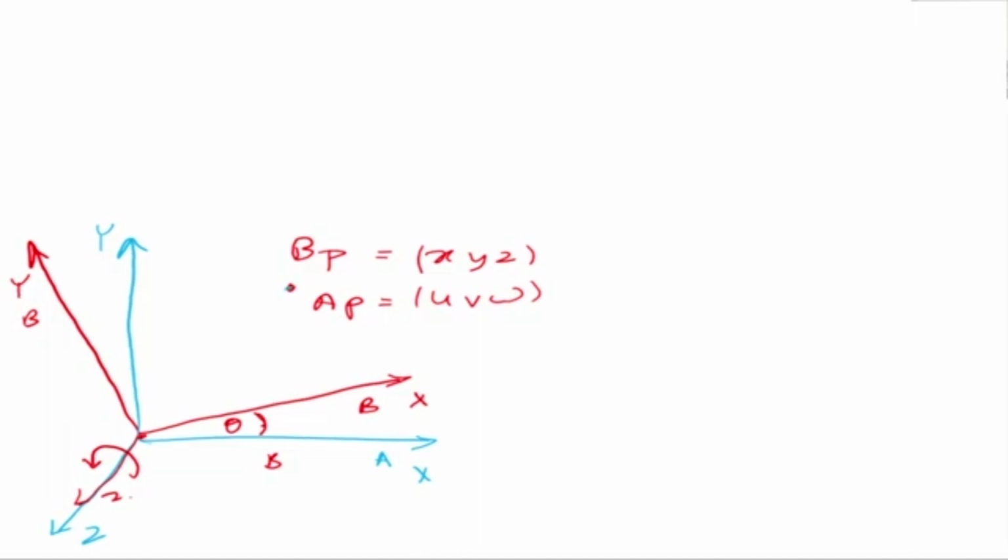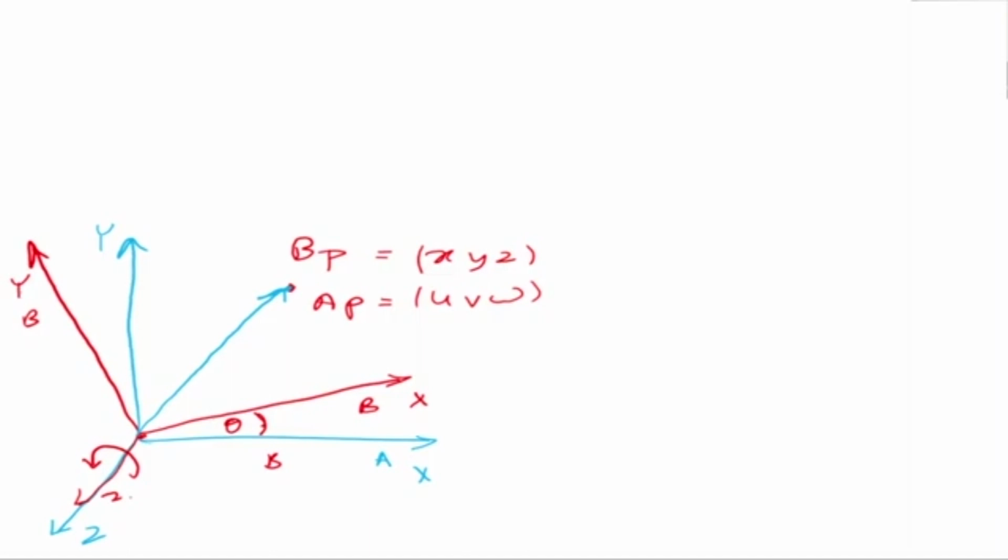Now we have a point P here. The point is the same point P, but because there is an angle between these two frames, the coordinates X, Y, Z will not be equal to U, V, W. You understand that from geometry. Now the question is, how do you find the relation between X, Y, Z and U, V, W? If you can find the matrix which relates PB with PA, then I have a transformation, which is called the rotation transformation. So how do we define it from geometry?